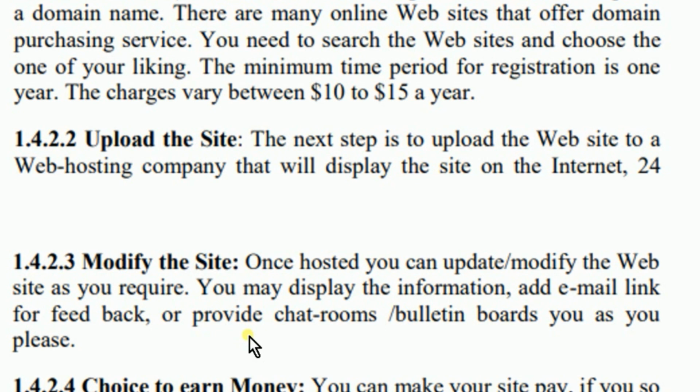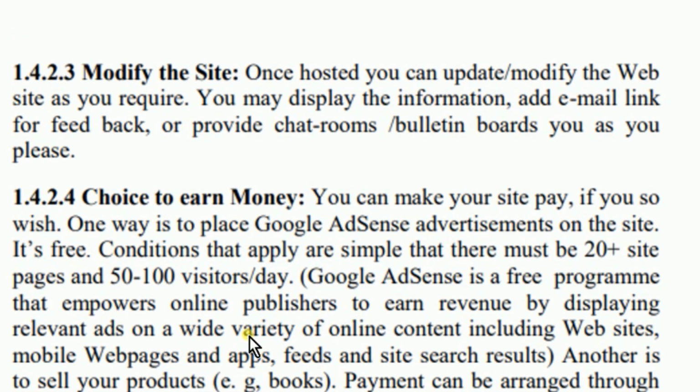Next, choice to earn money. You can make your site pay if you so wish. One way is to place Google AdSense advertisements on the site. It's free. So you can register to Google AdSense and you can place those advertisements on your website. That means they will give the coding, and that coding we can place on our website, and the Google ads will come on our website. If any person clicks on that ad, Google will pay some amount.